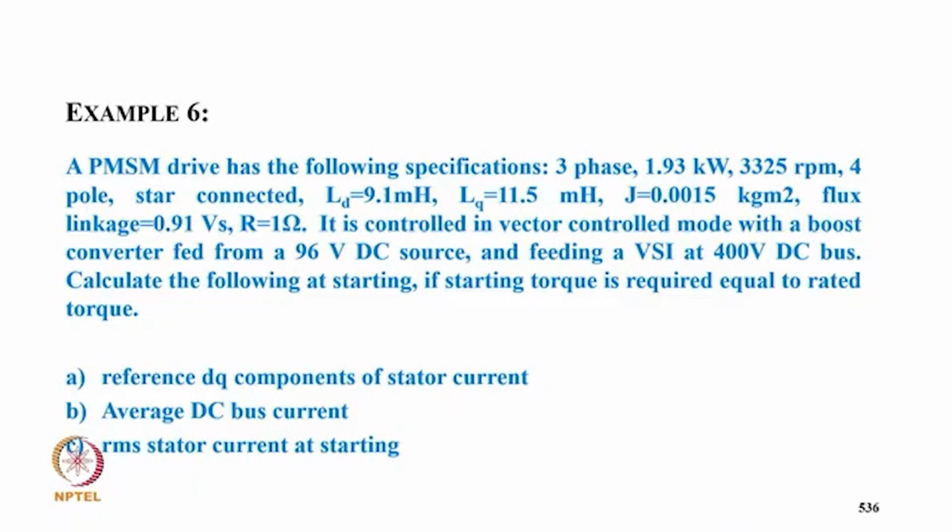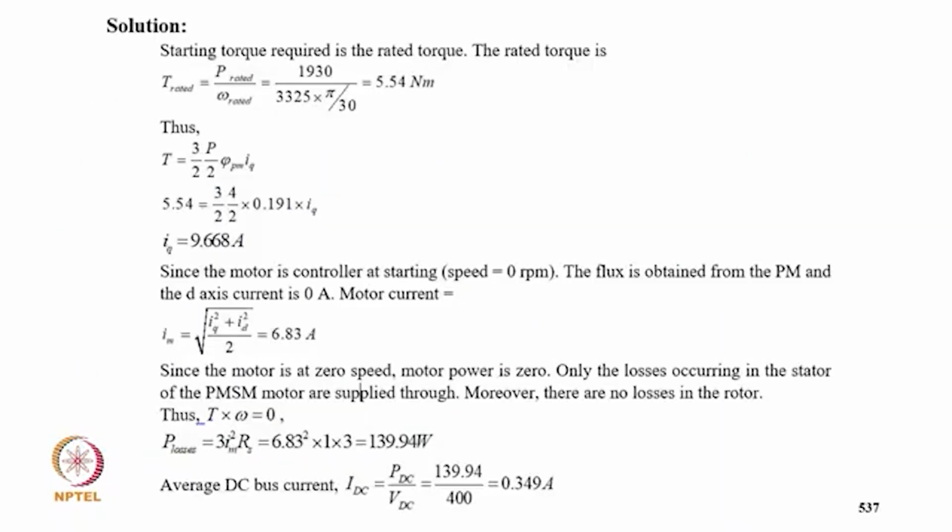Calculate the following at starting. If starting torque is required equal to the rated torque, find the reference DQ components of starter current, average DC bus current, and RMS current at starting. The starting torque required is the rated torque. The rated torque T rated is 5.54 Newton meter, T rated equal to 3 by 2 times P by 2 times lambda PM times IQ. So putting values, it comes IQ equal to 9.66 ampere.